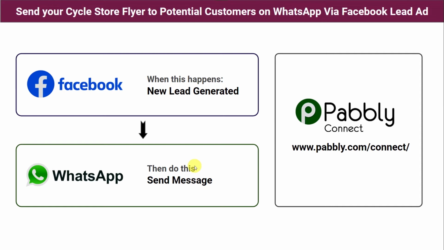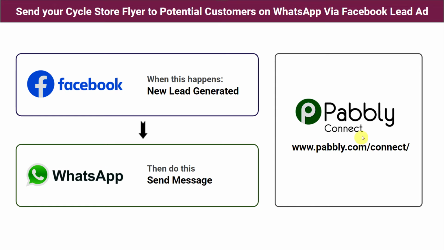The second option is you can create an automation so that whenever a new lead is generated in Facebook lead ads, automatically a message along with your store flyer will be sent on the WhatsApp number of the customer. But here there is one problem, that there is no direct connection between Facebook and WhatsApp. So how to do this? As a solution, we are going to use Pabbly Connect.